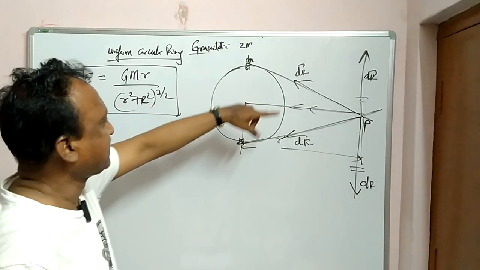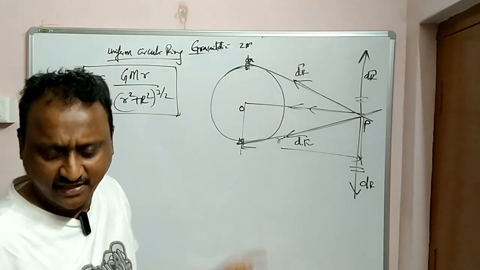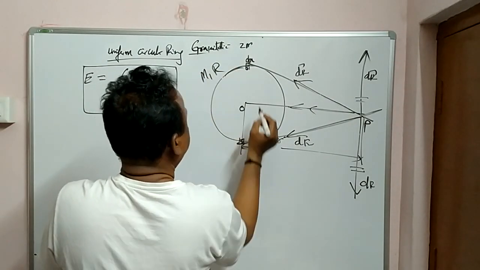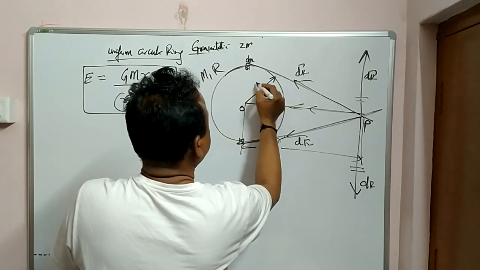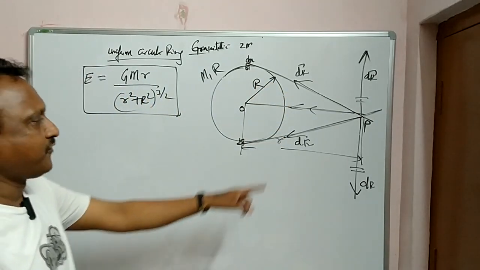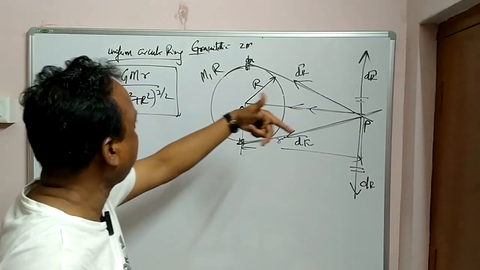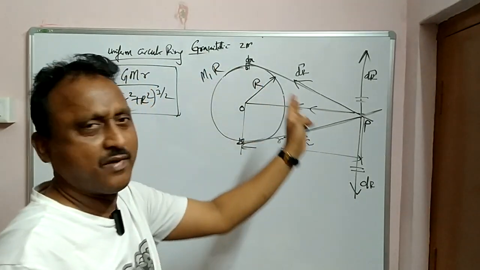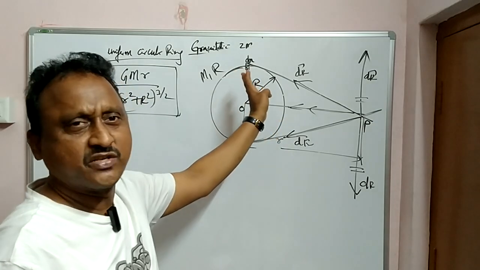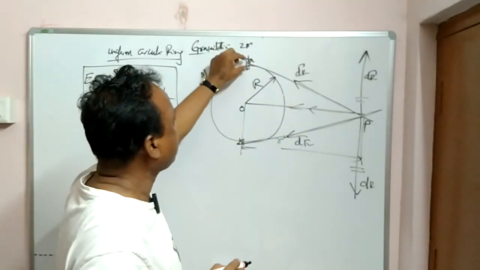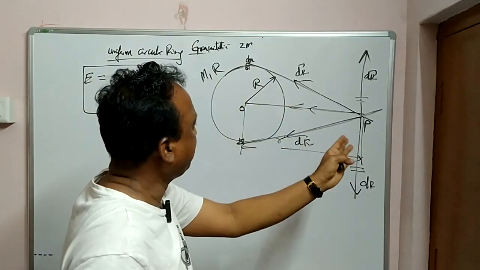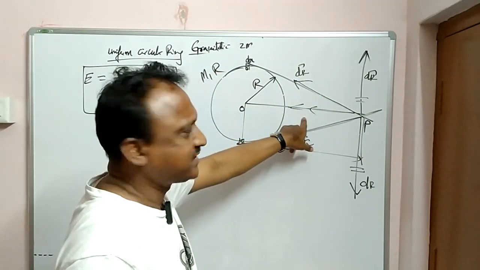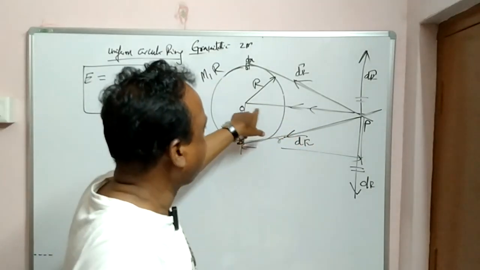In a uniform circular ring you can see the mass is distributed continuously. So this mass is capital M and R is the radius of the ring. At a point P, if you want to find the gravitational field intensity, it is always towards the mass. If you take any small dm masses on this ring, the field will be towards the mass, and these vertical components will get cancelled, and these horizontal components will be adding together. So this will be the net field now.